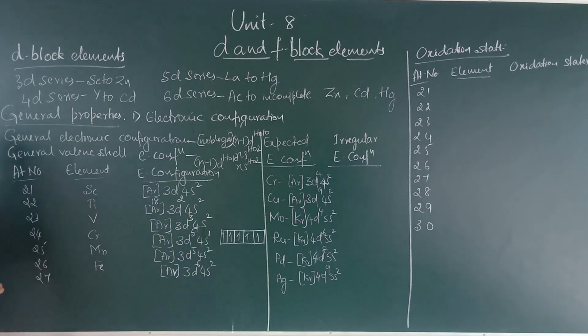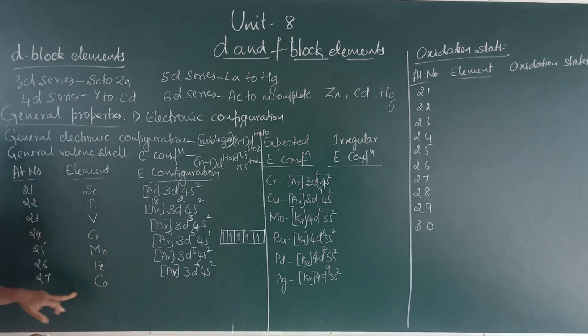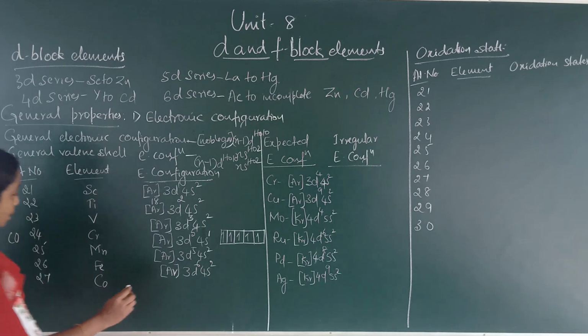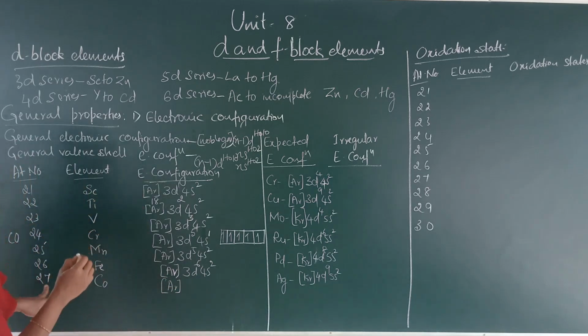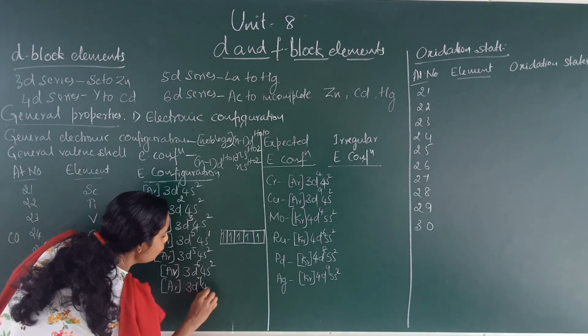Next element with the atomic number 27, cobalt, the symbol is capital letter C, small letter o. You should not write CO this way, it will become carbon monoxide. You have to write the symbol of cobalt as capital letter C, small letter o. The electronic configuration of cobalt is argon 3d7 4s2.